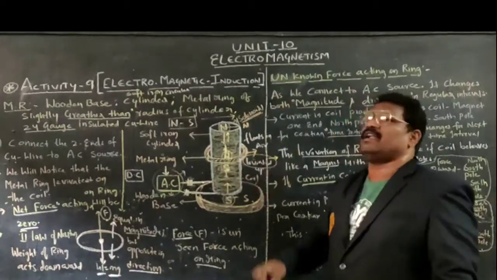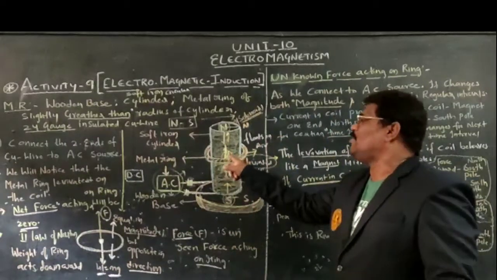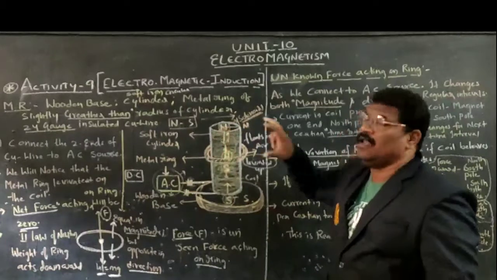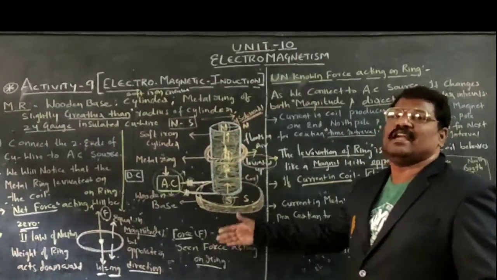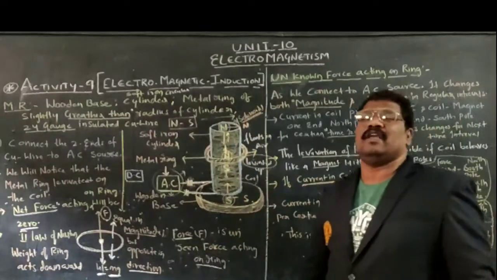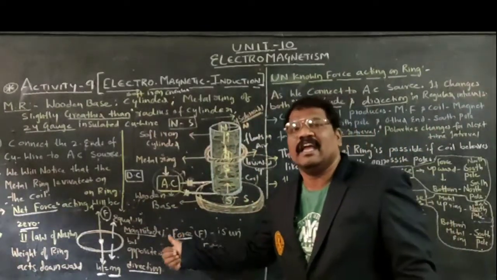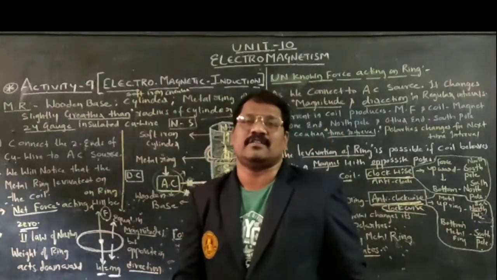There will be a change in magnetic flux. As the change in magnetic flux takes place upon this particular ring, it also behaves like what? A magnet of different polarities from the coil. Due to that reason, the ring will be levitated within the air. As we are connecting to what source here? AC source. Coming to our DC source.